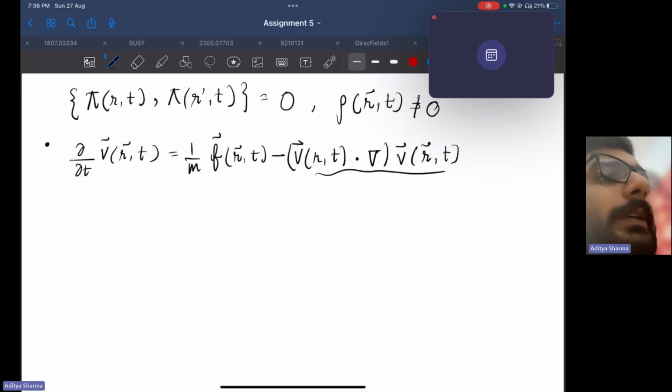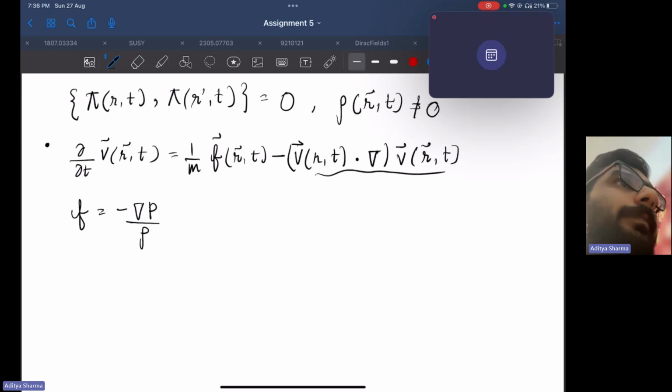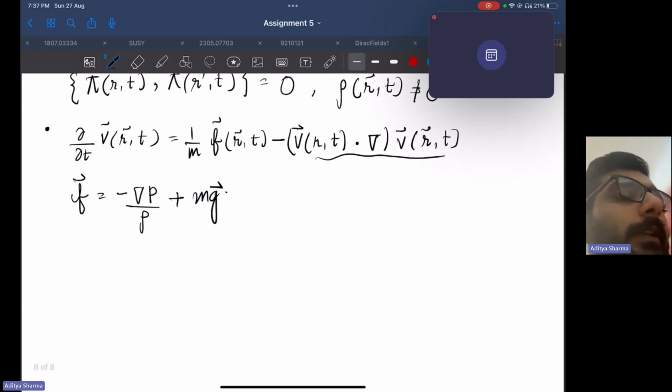Now, if force can be written as some gradient of a pressure by rho plus, say there is an external mg force also, gravitational force, and this is along some direction. So that is the Z cap. But I'll just write this as G. Then you can substitute here to get an equation of this kind.